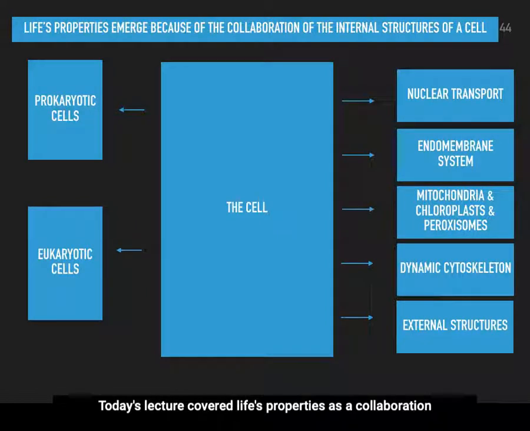Today's lecture covered life's properties as a collaboration between the internal structures of a cell. We looked at prokaryotic and eukaryotic cells, as well as internal structures such as the nucleus, the endomembrane system, the mitochondria, the chloroplasts, the peroxisomes, the cytoskeleton, and external structures.